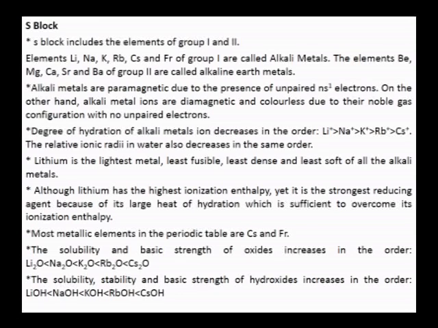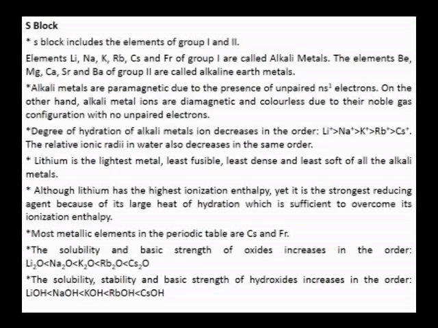The degree of hydration of alkali metal ions decreases from lithium to cesium. So the relative ionic radii in water also decrease in the same order. The extent of hydration depends on the size. The lithium ion is the smallest alkali metal ion and is hydrated to a larger extent, and therefore the ionic radii in water decrease from lithium to cesium with increase in size of the cation.